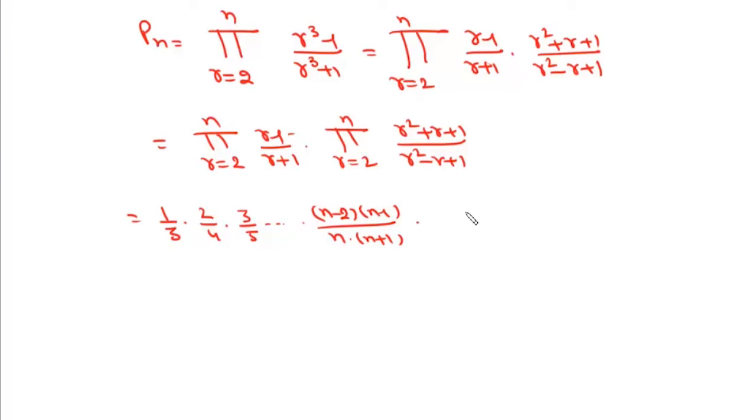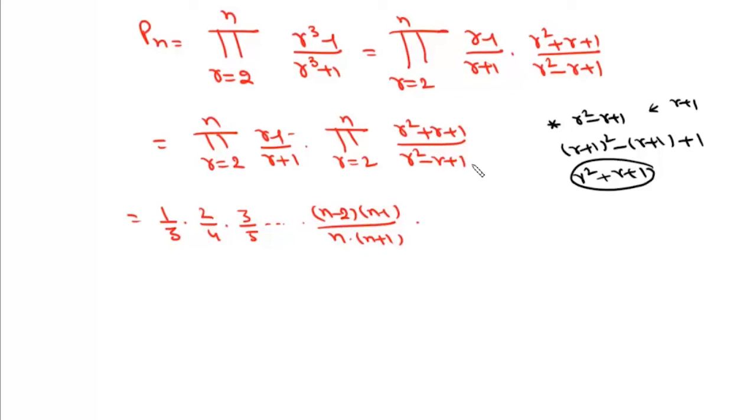And here we'll have r square plus r plus 1 and r square minus r plus 1. Now if we look at this r square minus r plus 1, if we replace r with r plus 1, then it will be (r plus 1) square minus (r plus 1) plus 1. So it will be r square plus r plus 1, which is same as the numerator. So between this r and r plus 1, there is a difference of only 1. So terms will cancel after 1.